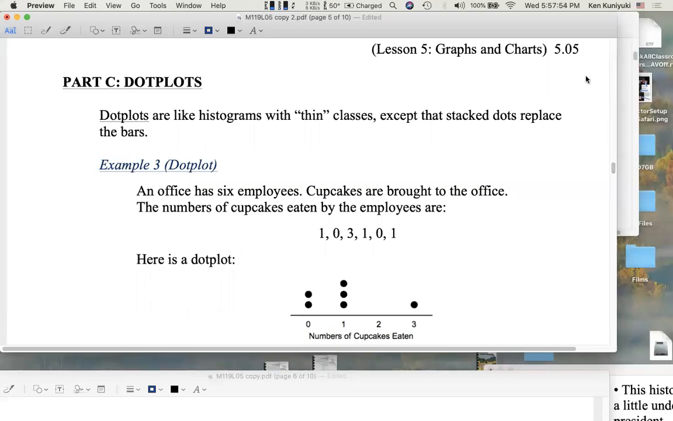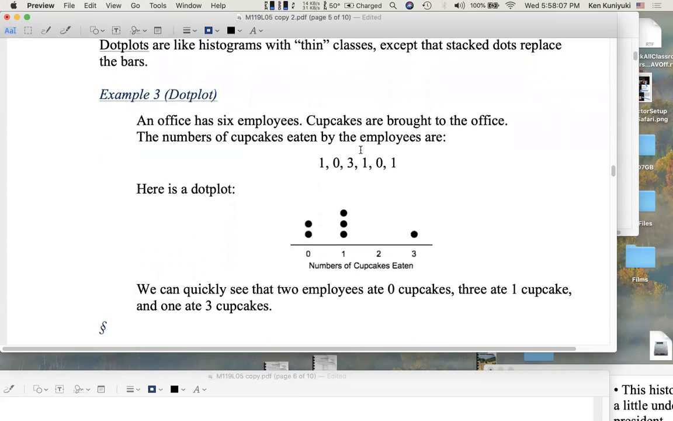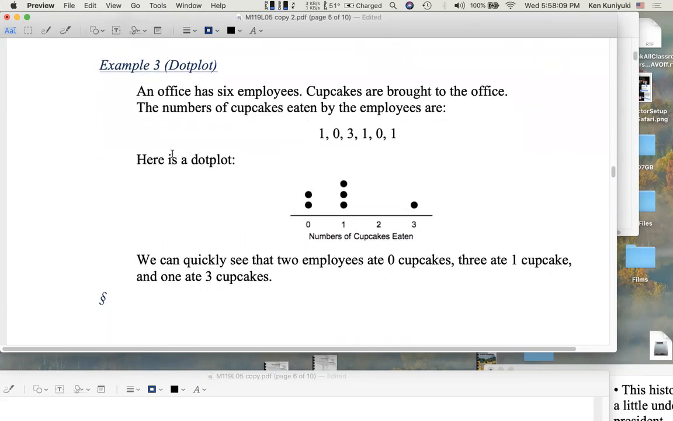Hi everyone. Let's quickly take a look at some other graphs and charts. Dot plots. These are like histograms with thin classes, except that stacked dots replace the bars. Quick example, you can do this in an office or a classroom.